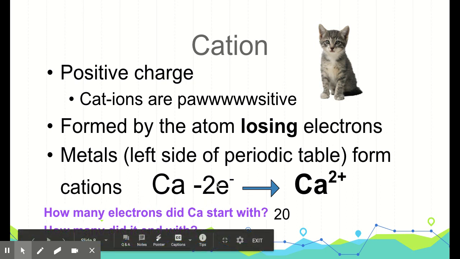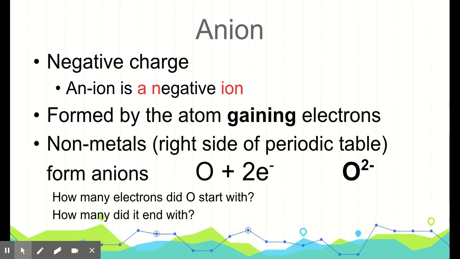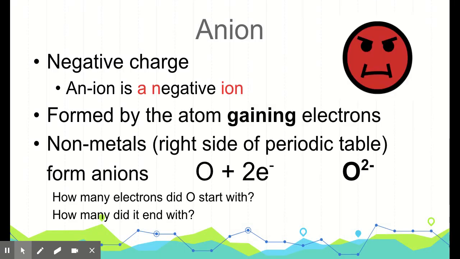So you're losing 2 electrons here, but you're losing 2 electrons, so if you started with 20, you'll end up with 18, which gives you a positive 2 charge. Anions are the other end of that, okay? So anions, they're angry. That's one way to remember it. So an anion is a negative ion. So they're negative. That's one way to remember it, like A-N-I-O-N. So anions are negative ions. That's going to be formed when atoms gain electrons, okay?